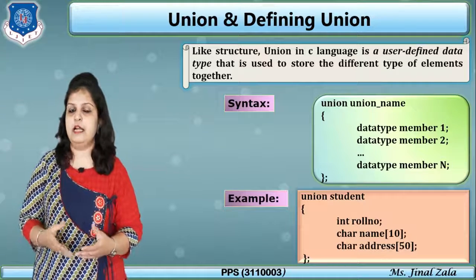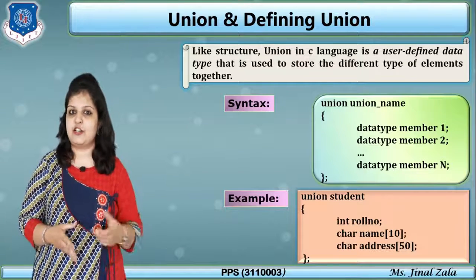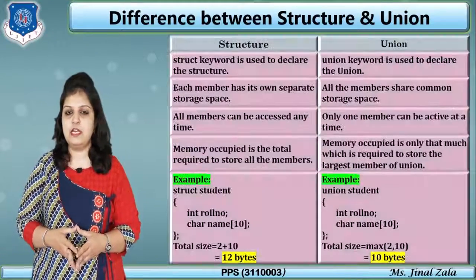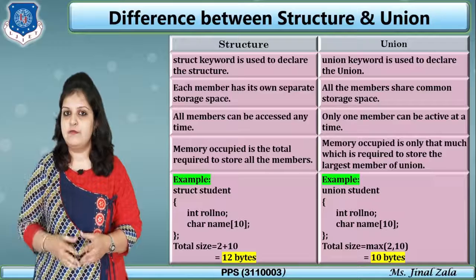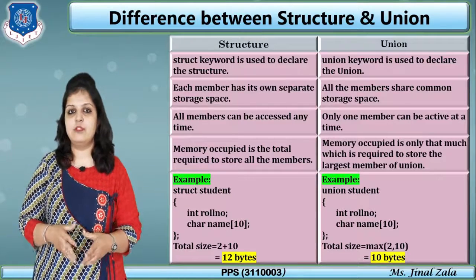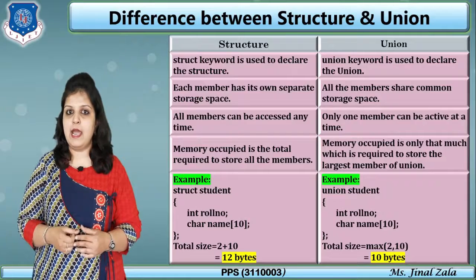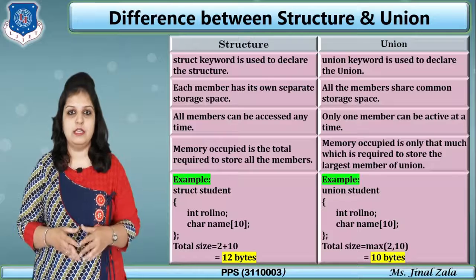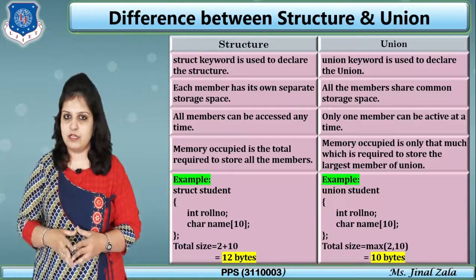Now you think that what is the difference between structure and union? So just see the difference between structure and union. Very first difference is that in structure when you define you have to use struct keyword, and in union instead of struct you have to use union keyword. So this is our first difference.